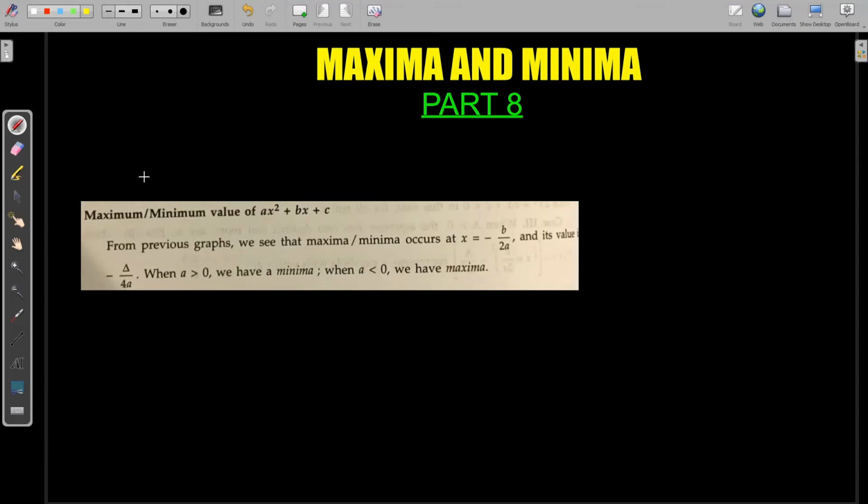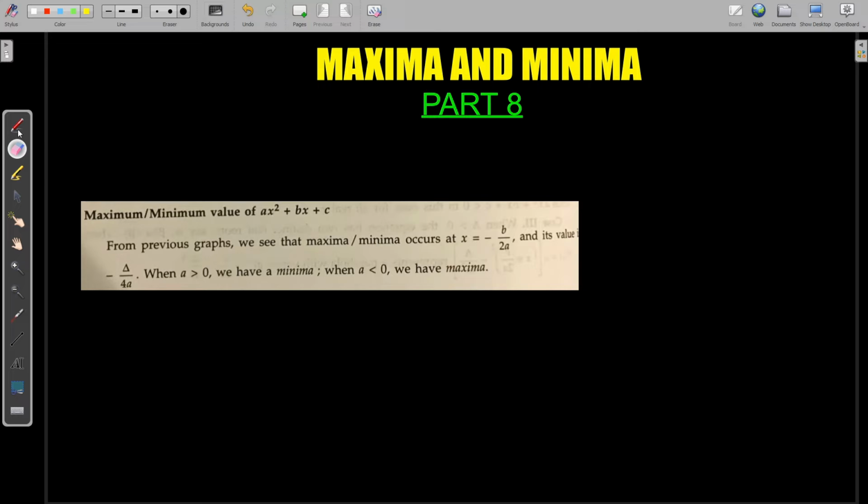Hello students, last class we learned about the functions of quadratic equations. We saw how we can draw the graphs and find out about the nature of the graph by looking at the values of delta and a. I hope you remember the values. If you haven't watched the video, you can go back and watch it.